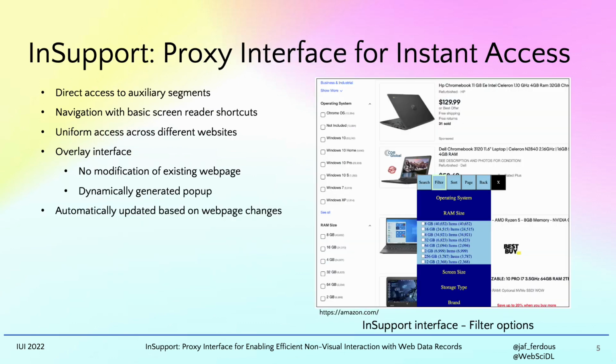To provide convenient access to auxiliary segments such as filter and sort options, we designed a pop-up interface, namely InSupport, containing dummy controls that serve as proxies to the actual auxiliary segment controls present on the web page. This pop-up can be instantly accessed with a special shortcut, and its contents are dynamically determined based on the current content of the web page. The navigation of the controls in the pop-up is uniform across all web pages, and the user only needs to know a few basic screen reader shortcuts for this purpose.